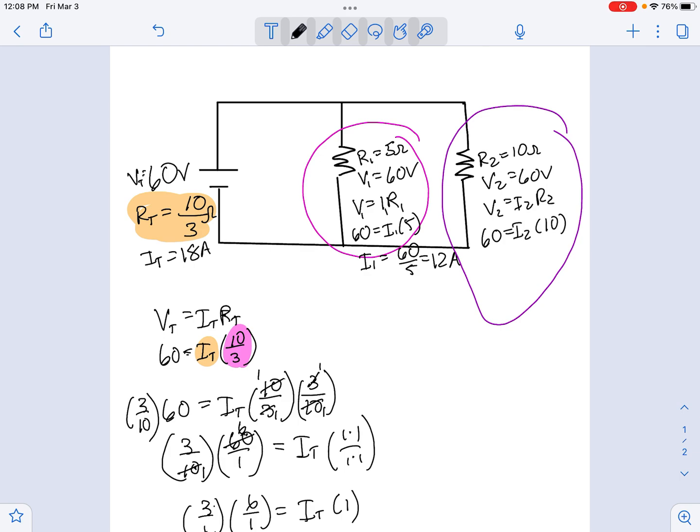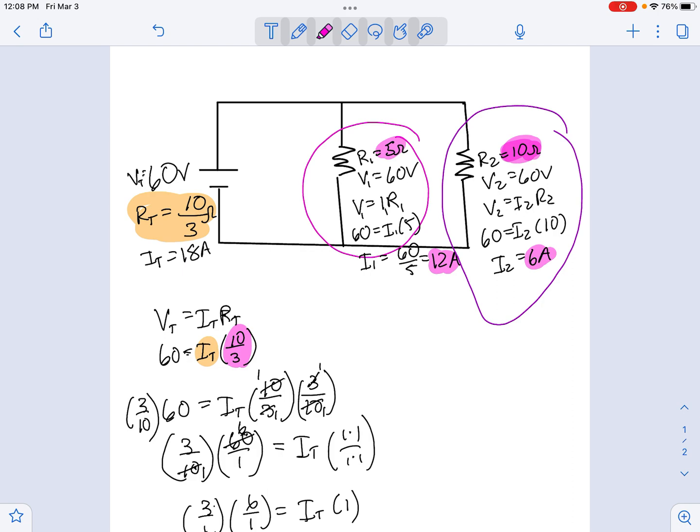Divide both sides by 10, and we get I2 is equal to 6 amps. And that makes sense because look at it. This resistor here is 5 ohms and this one's 10. And this one has more resistance over here, which means it's going to have greater current. Here's 6 and here's 12.